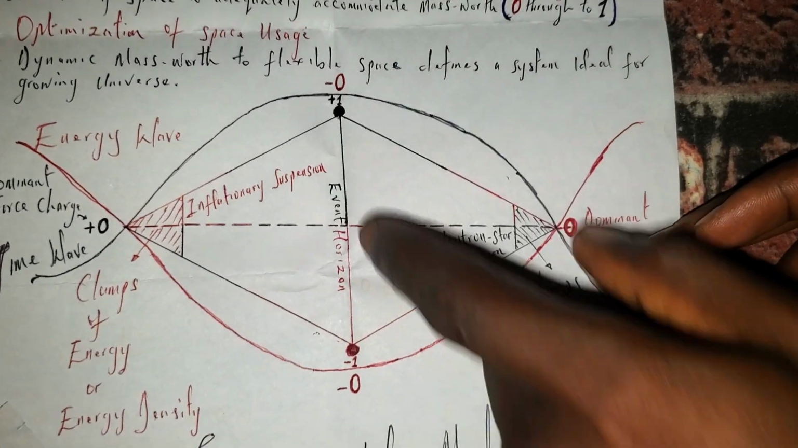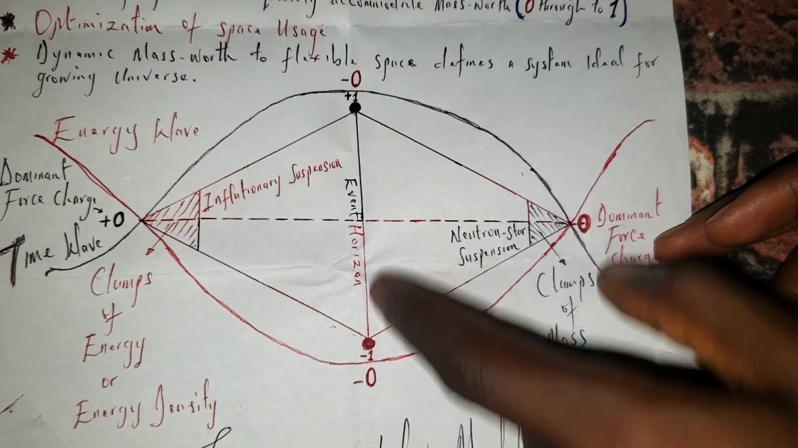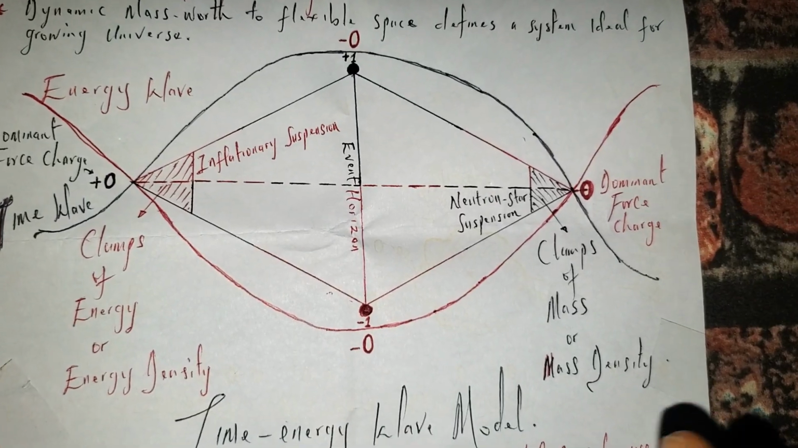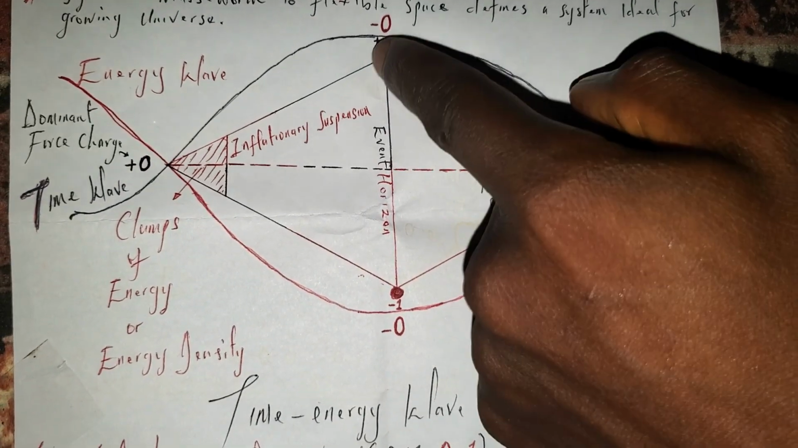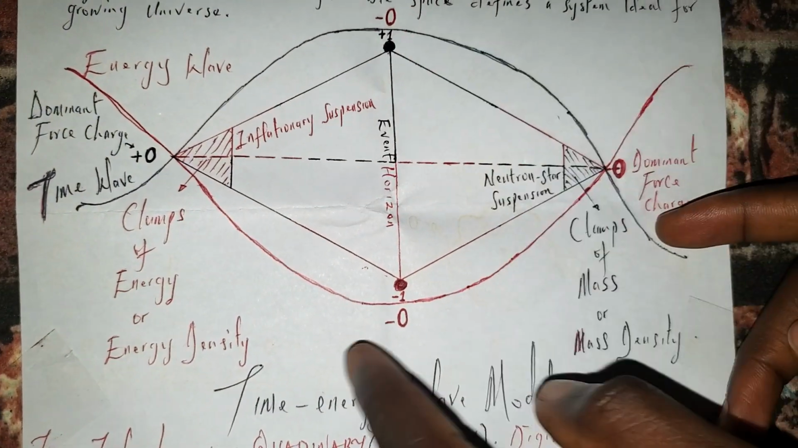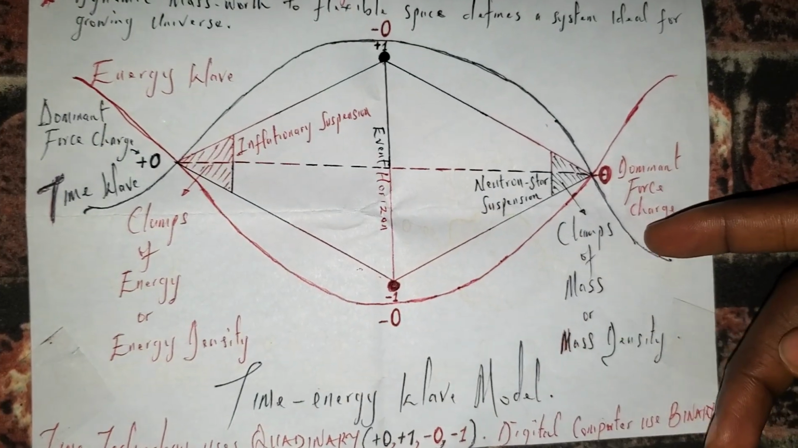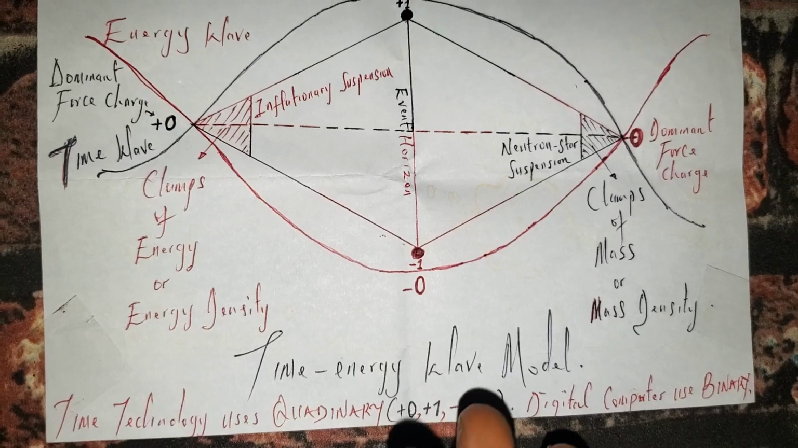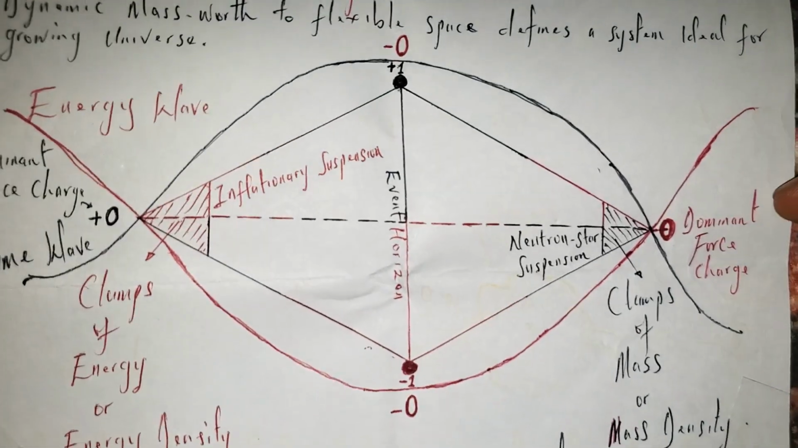But then at this central line known as the event horizon, we have a trajectory that is actually beyond the time energy wave model to connect to a positron of higher dimension, and we call that complex system.